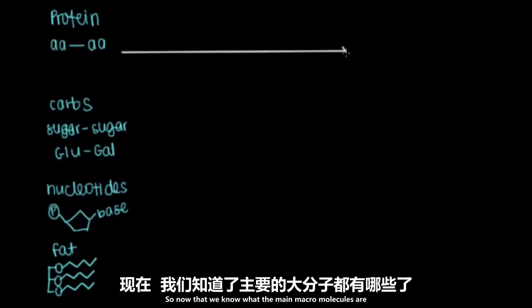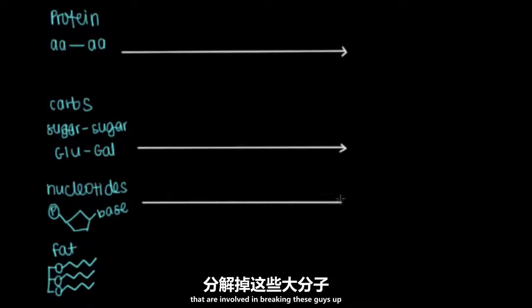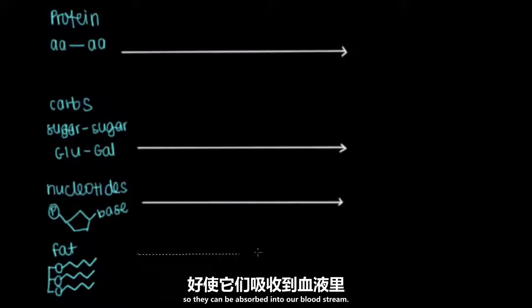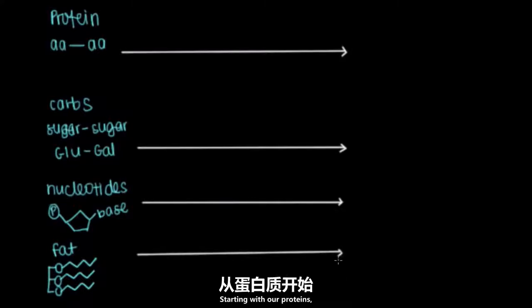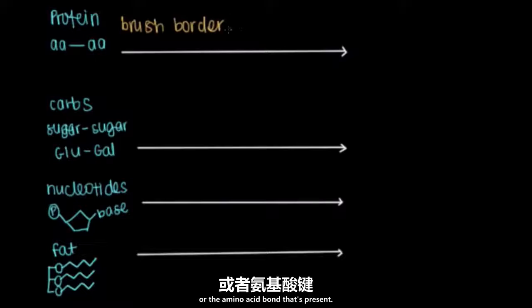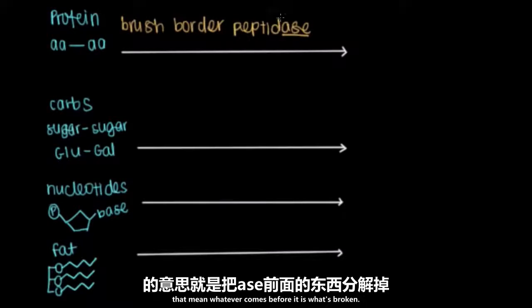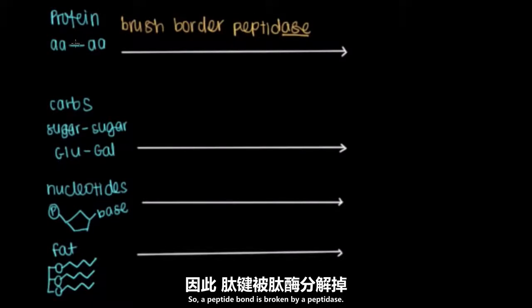So now that we know what the main macromolecules are, we can talk about what are the main processes that are involved in breaking these guys up so they can be absorbed into our bloodstream. Starting with our proteins, there's going to be brush border enzymes that are present to help break our peptide bonds, or the amino acid bond that's present. And so I'll just write peptidases here. Peptidases, because as you might recall, whenever you name an enzyme that ends in ase, that means that whatever comes before it is what's broken. So a peptide bond is broken by a peptidase.